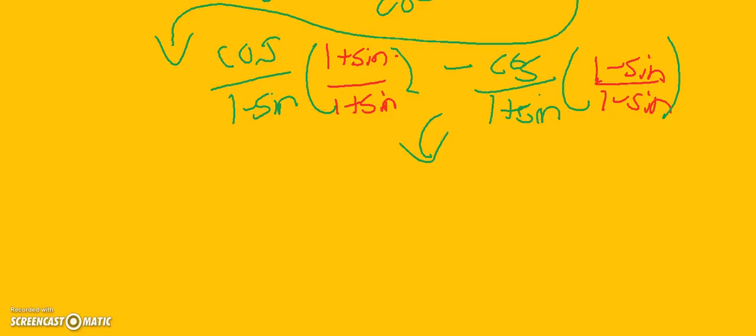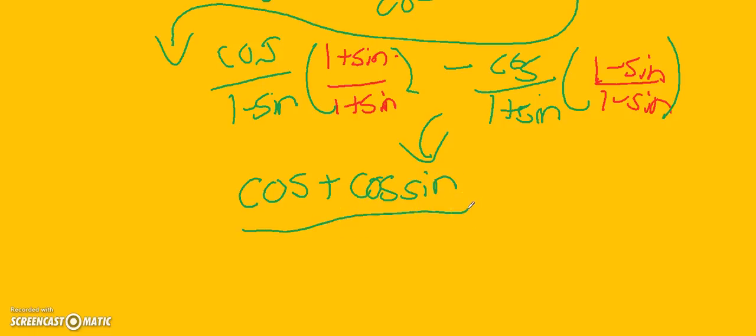Okay, so after multiplying, we get cosine plus cosine sine over, and remember, this is a difference of two squares right here. Using our difference of squares, it's just a squared minus b squared. So it's just 1 minus sine squared.